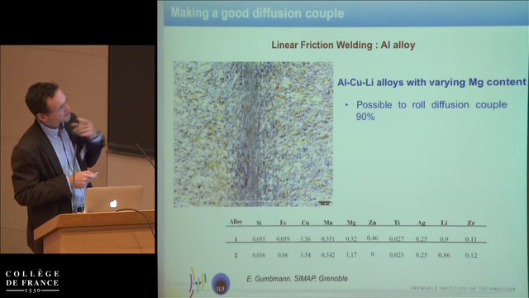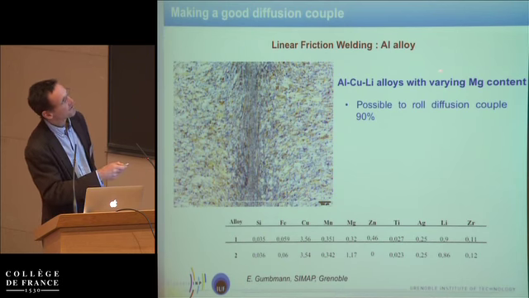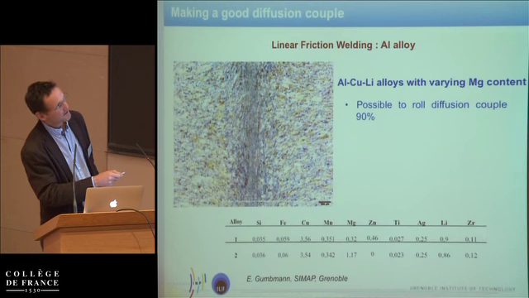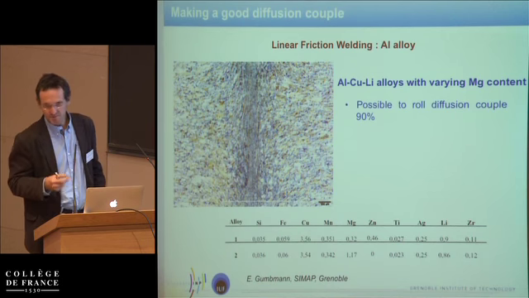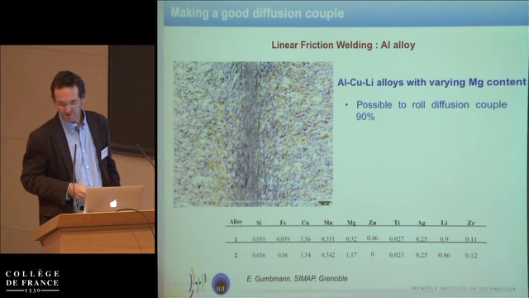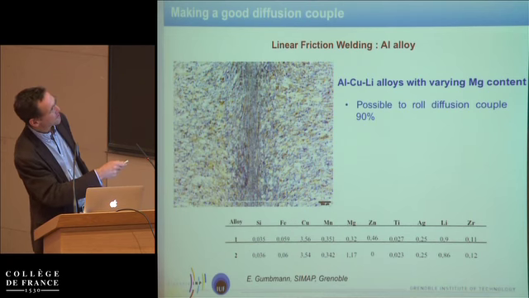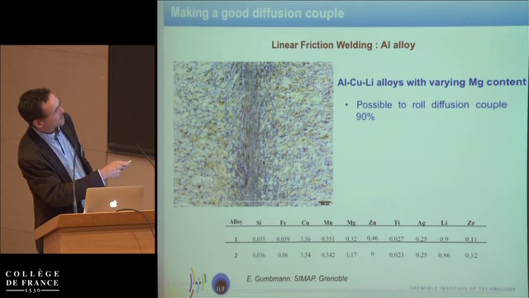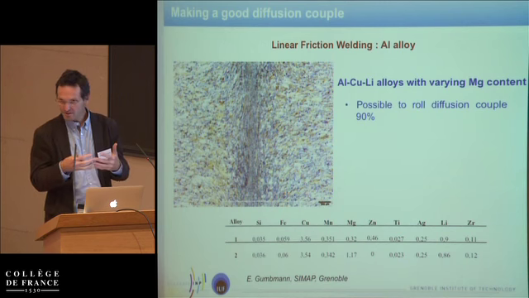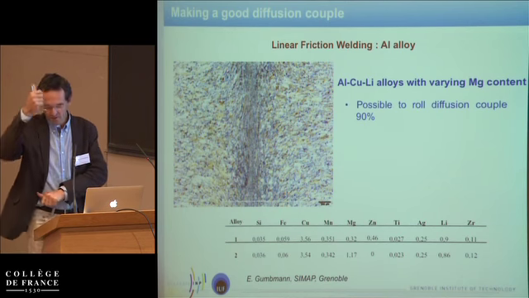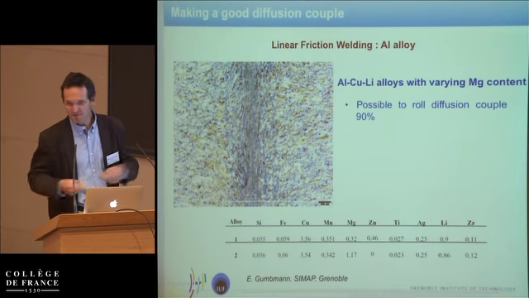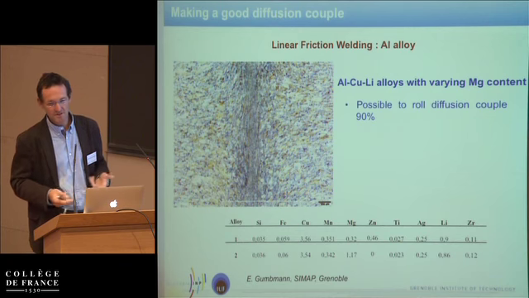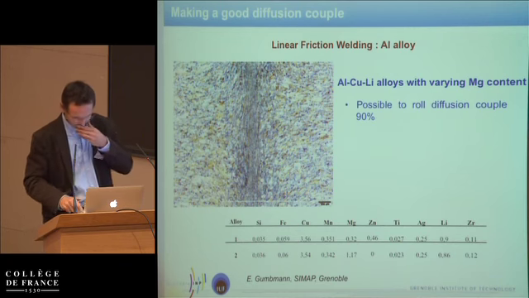In this case, we're trying to do alloy design, actually. In these alloys, precipitation depends on the magnesium content as a minor solute element, and we're trying to vary the magnesium content to study the effect on precipitation. So we've been doing this linear friction welding, with one material on one side and the other on the other side. At the interface the grains are deformed, but there is no aluminum oxide in between. It's all been removed. It's possible to roll 90% of the material, and it has a ductility as if it was only one composition.